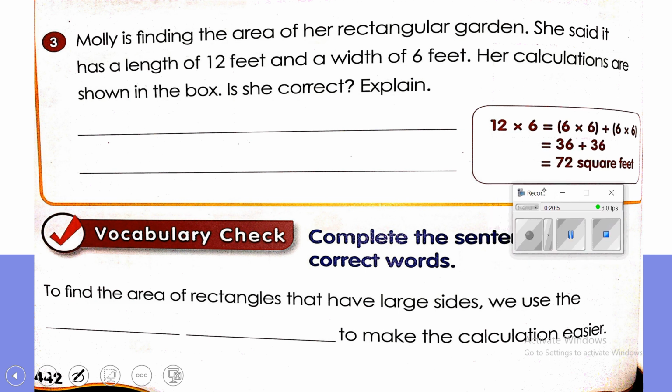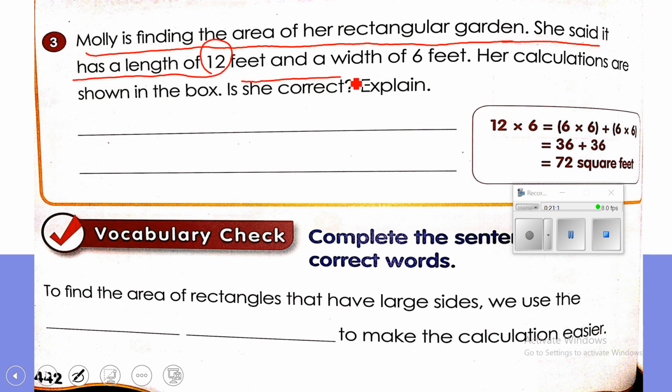Okay. Here, Molly is finding the area of her rectangular garden. She has a garden full of flowers. The shape of the garden is rectangular. She said it has a length of 12 feet and a width of 6 feet. Her calculations are shown in the box. Is she correct? Explain. Let's check hers.